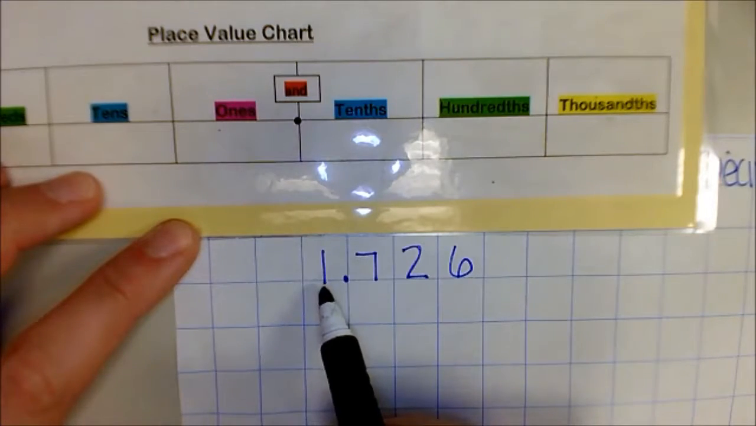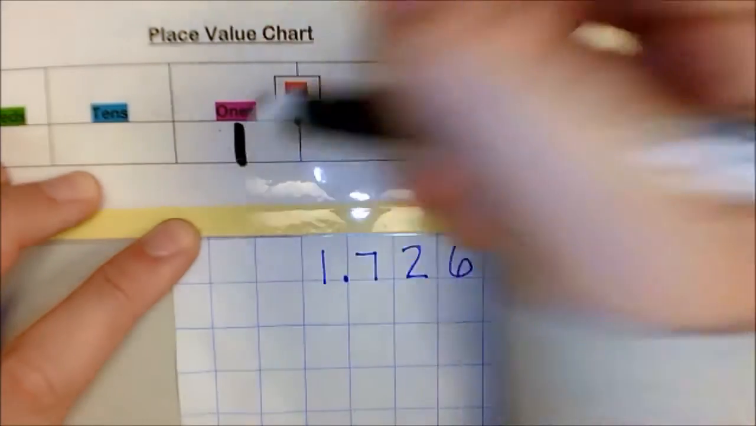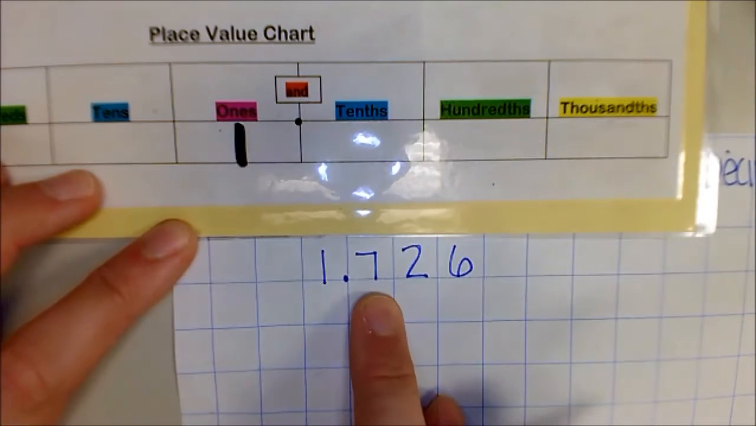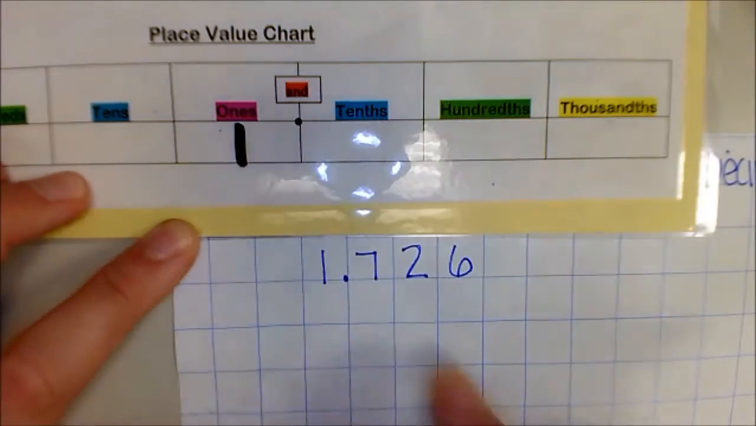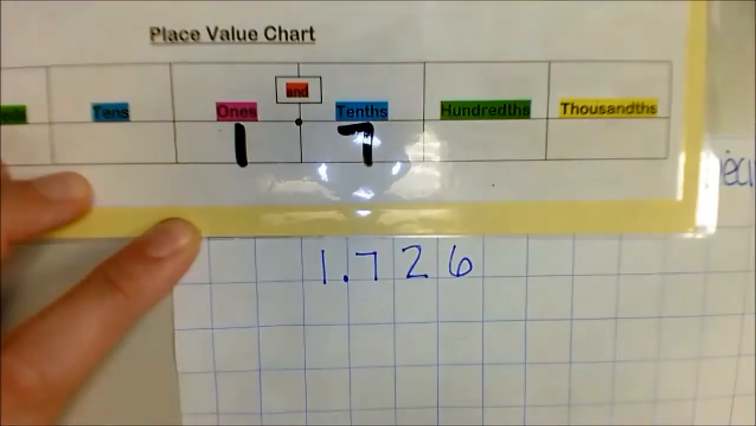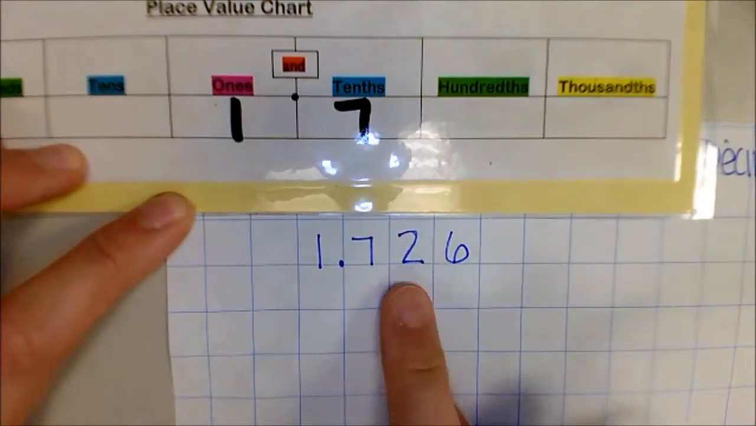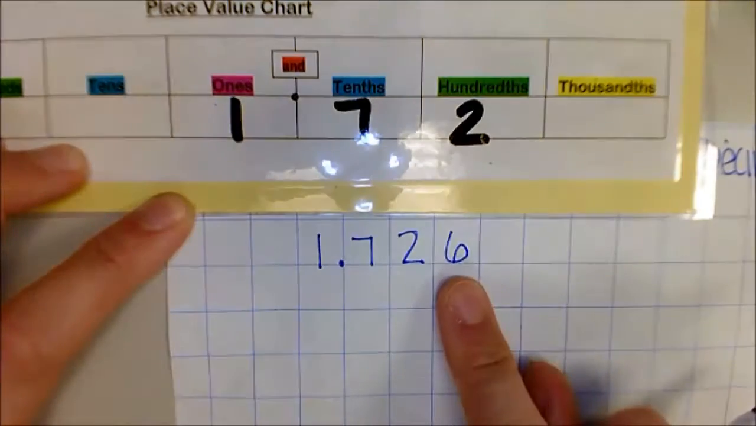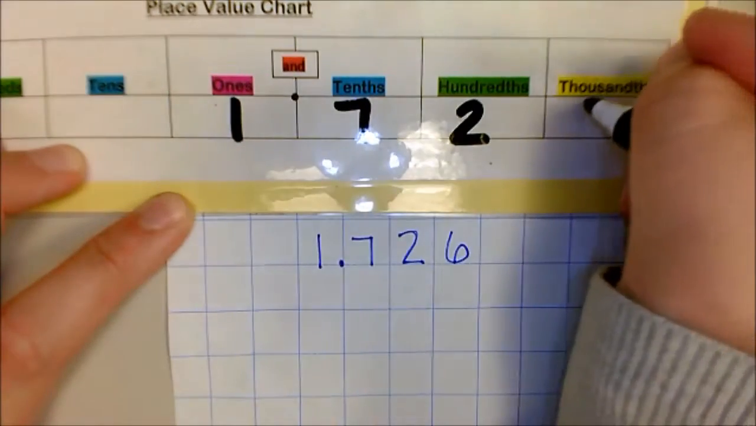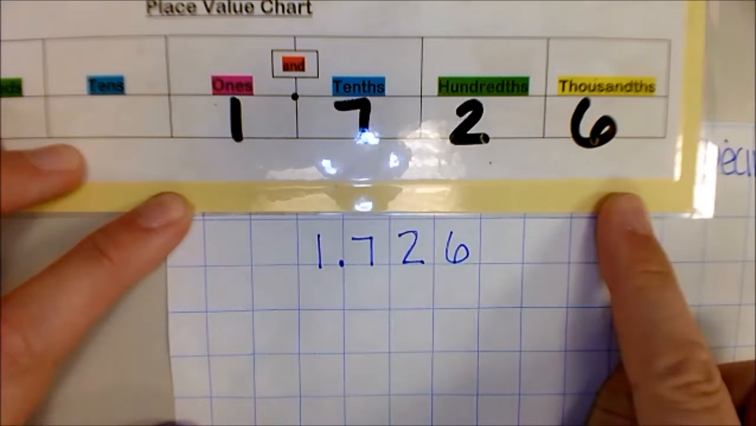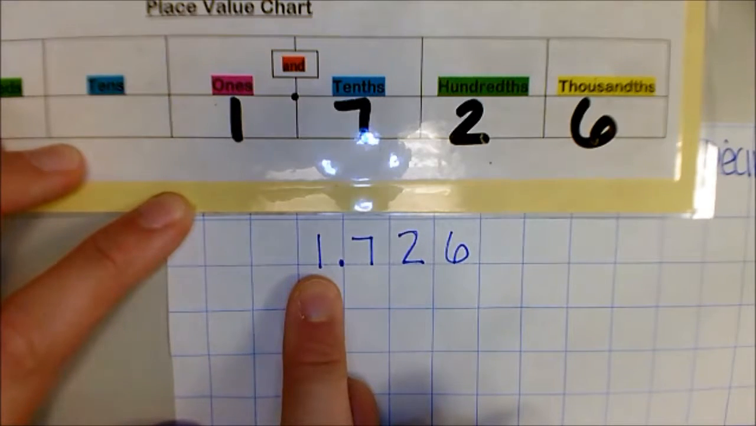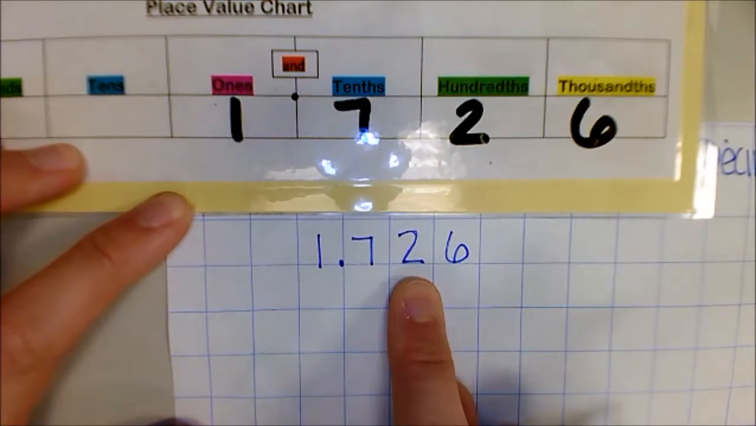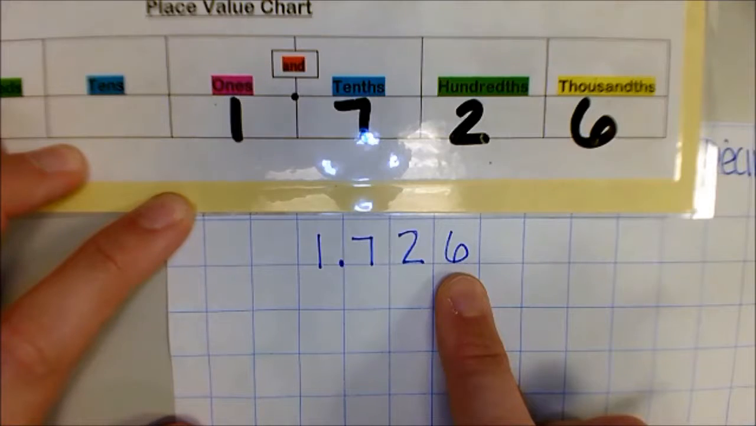So I know that this number right here is a whole number, and that would be my 1. So I'm going to write my 1 in the 1's place value. Now this number right after the decimal point is my 10ths place value, so I'm going to put that in my 10ths place value spot. The 2 is located in the hundredths place value position, and the 6 is located in the thousandths place value position. So the 1 is 1 whole, the 7 is 7/10ths, the 2 is 2/100ths, the 6 is 6/1000ths.